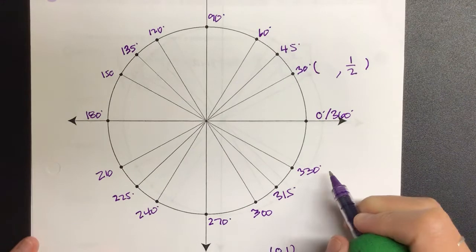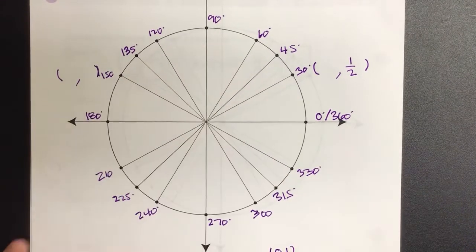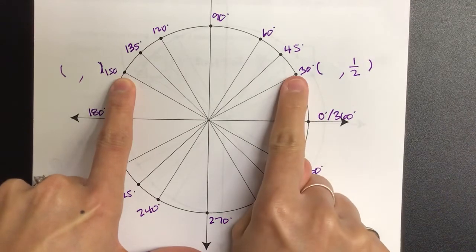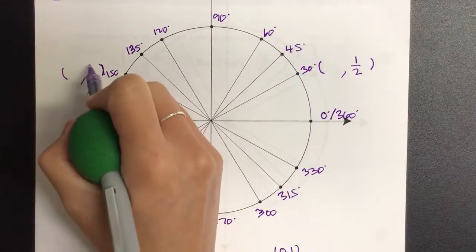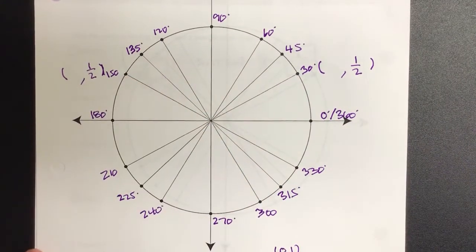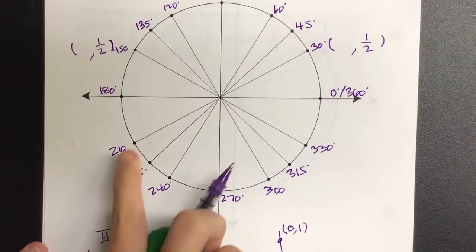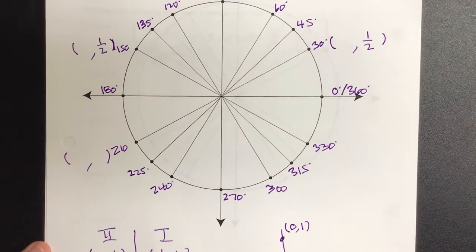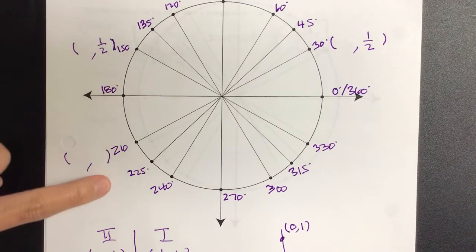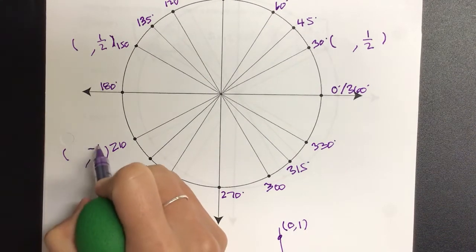Go to 150. Isn't 150 and 30 lined up, meaning it's got the same y value? Would you agree on that? So can I copy 1/2 to the y value of that one? Yes, I can. But there's more. Go down to 210. On my 210, my y value has been reflected over the x-axis. So we know our y value really indeed is negative 1/2.